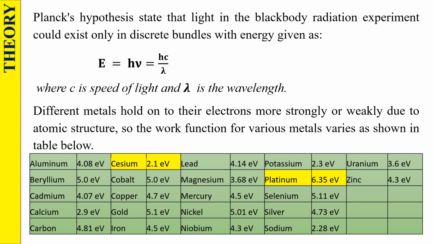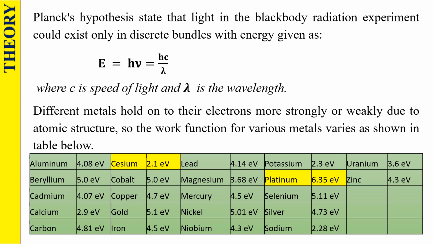Now, different materials or different metals hold on to their electrons more strongly or weakly due to the atomic structure of the metals in question. So, work function for various materials varies. As we can see, platinum, for instance, has a work function of 6.35, as can be seen in this table, while cesium has the lowest out of all the ones displayed here, which is 2.1 electron volt.